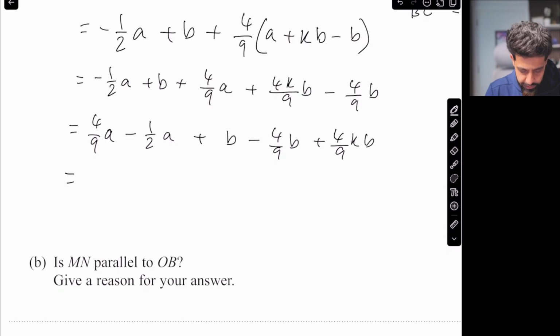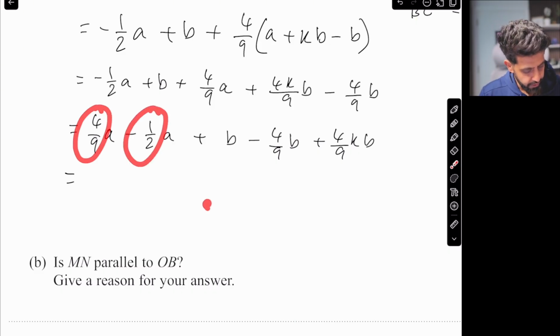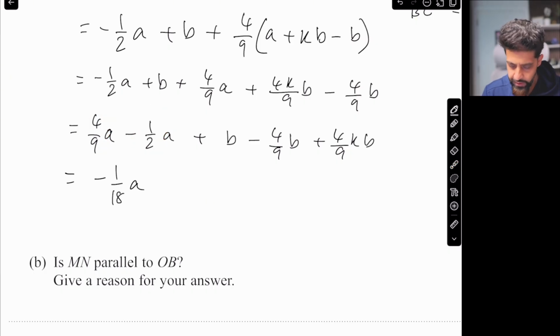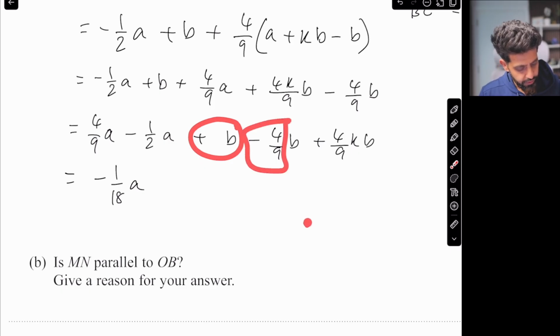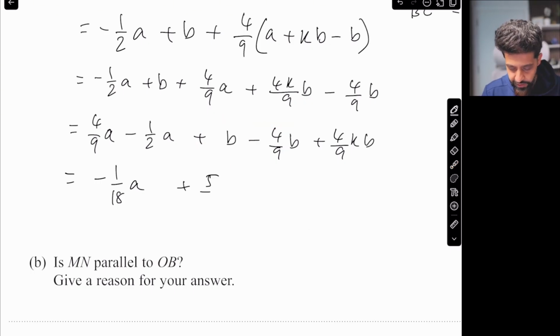Now to factorize out everything, so we want A on the outside. Okay, let's do it like that. We don't even need to do that. Sorry, I'm just going to do that on a calculator. So 4/9 minus a half gives minus 1/18. So this gives me minus 1/18 A. And then we've got this 1B, take away 4/9. So 1 take away 4/9 gives 5/9 B plus 4k/9 B.